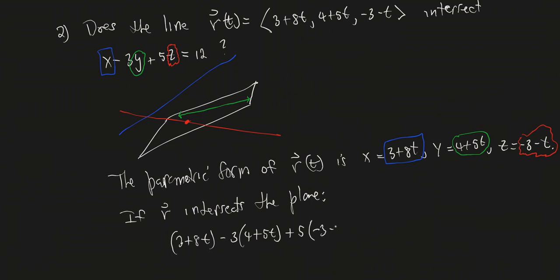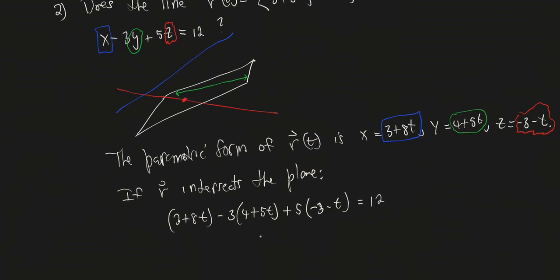The more precise and more general concept is that whatever equations are used to define one object, they have to satisfy the equation of the other object. So if you take the x, y, and z of the line, then it has to satisfy the x, y, and z of the plane. So set this equal to 12, and there's our equation.